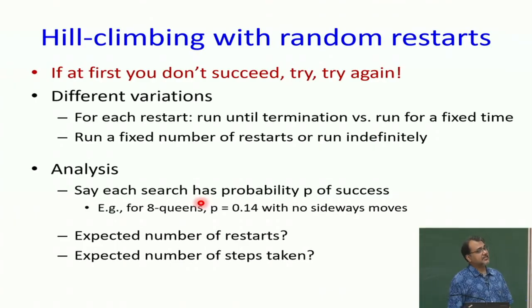You can also do some analysis, and in the interest of time, I will let you figure out this analysis. But suppose each search has a probability P of success. How many restarts would I need to do in order to hit a solution, in expectation? What is the expected number of restarts I will have to do? This is math 101 for college. It would be 1 by P, and you can figure out why. So if 8-queens succeeds 14% of the time, and I am doing a random starting point every time, in an expected number of 7 restarts, that means 6 into 3, 18 plus 4, 22 hill climbing steps, I will hit my solution in an expected sense.